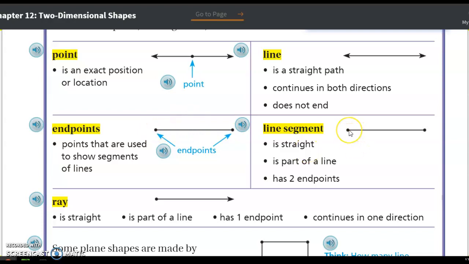Right here we have a line segment, and this is what we talked about. This is just the actual length of the line. Here are the endpoints, but the actual connection between them is the line segment. It's just part of the line.